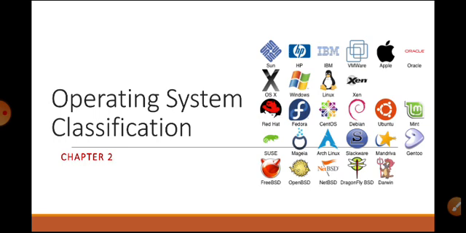So the classification depends upon the number of users that use the operating system, but types of operating systems are defined according to their processing technology and their processing algorithms, how the operating systems perform their task. This is the basic difference between classification and types of operating system.